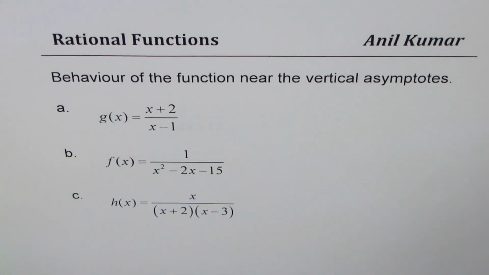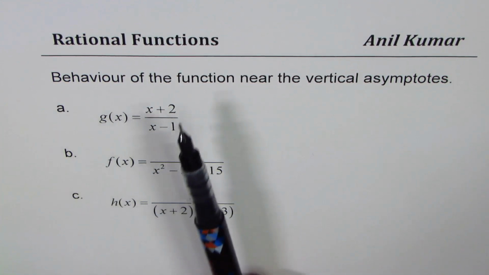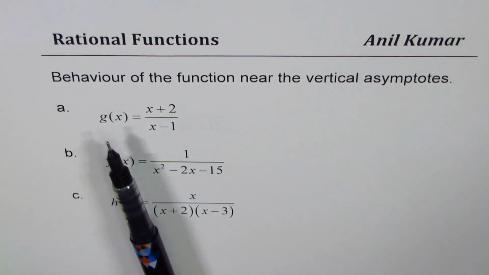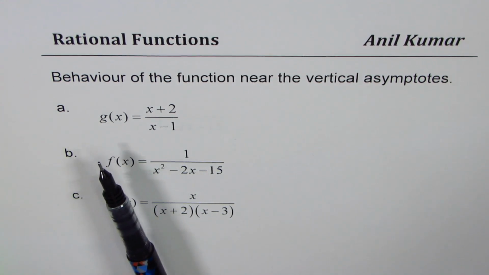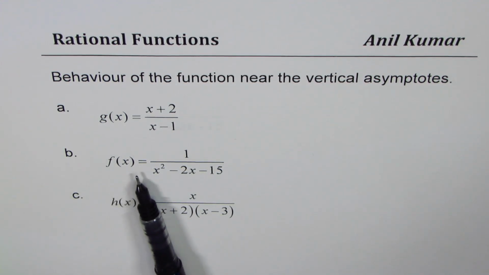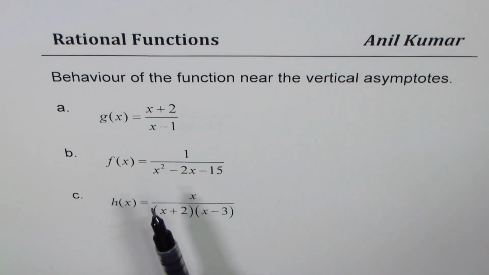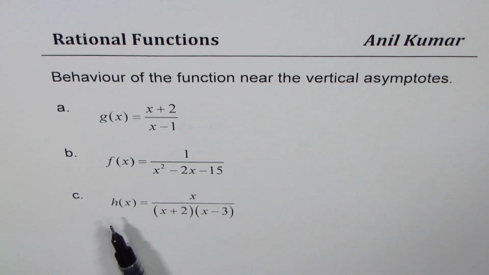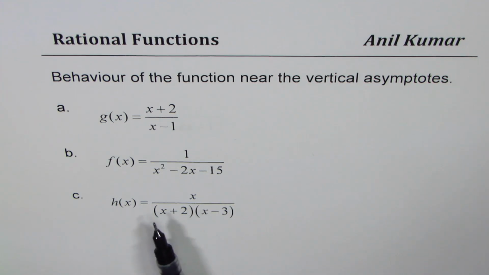I'm Anil Kumar, and in this video I'm going to discuss behavior of a function near the vertical asymptotes. We'll have three examples. The first one is g of x equals x plus 2 divided by x minus 1. Then we have b, f of x equals 1 divided by x squared minus 2x minus 15. And then h of x equals x divided by x plus 2 times x minus 3.